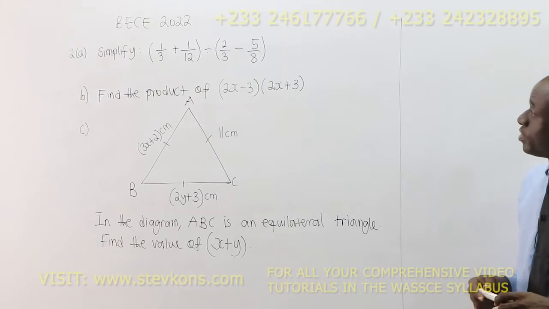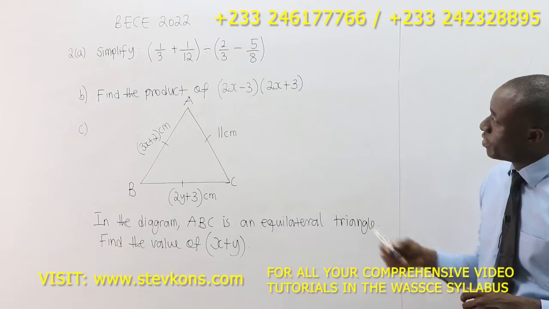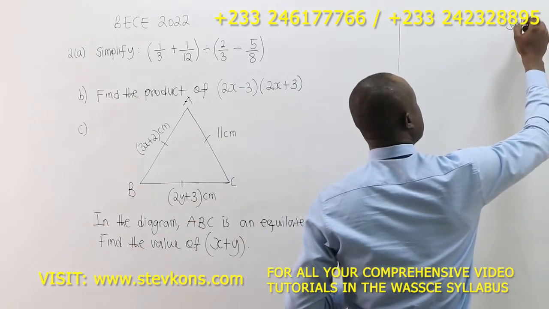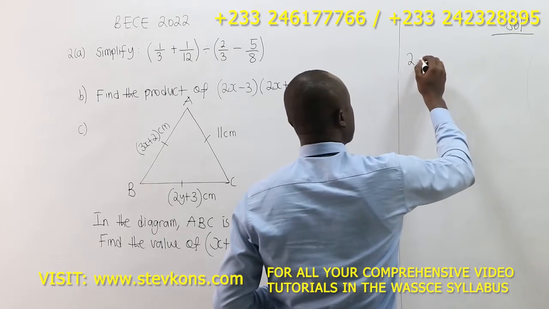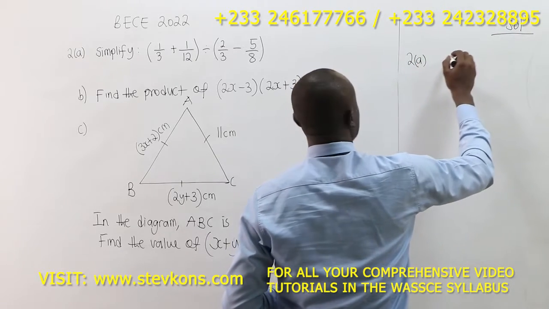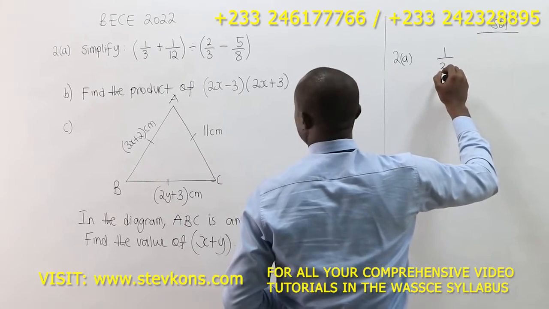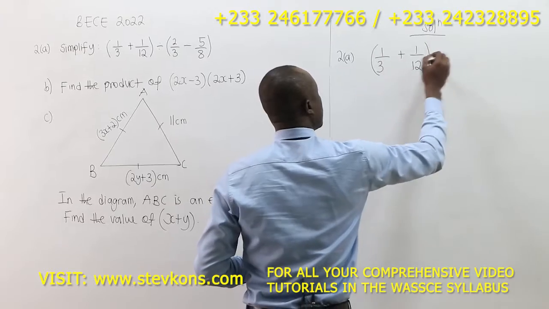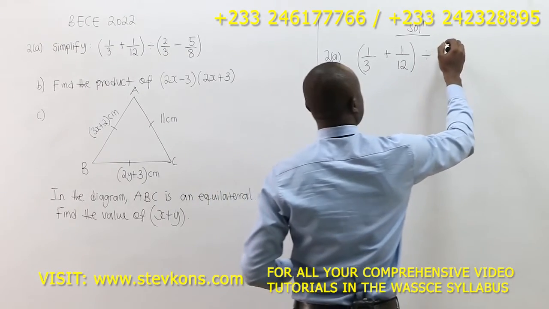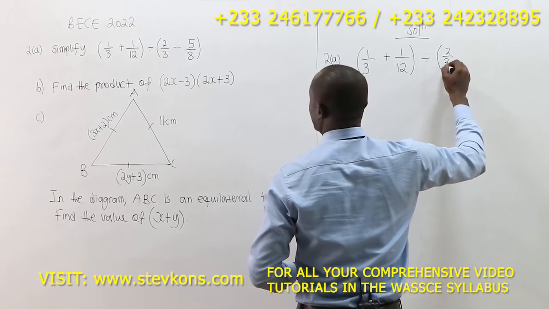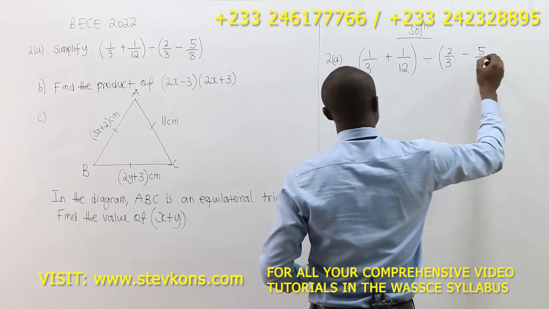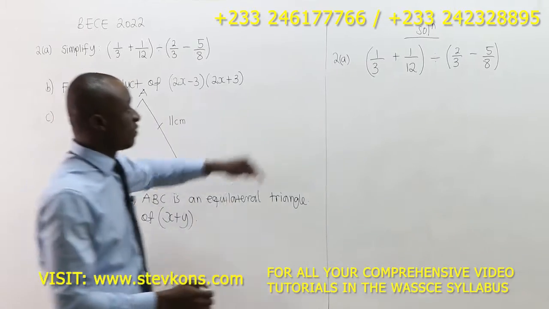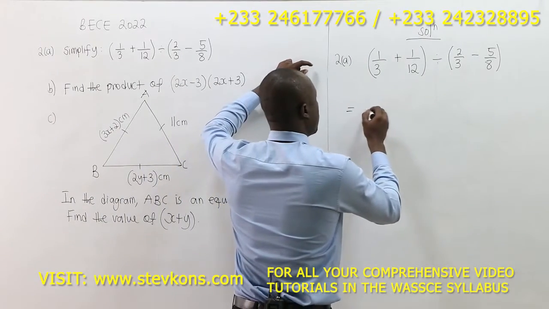Now, BECE 2022, question number 2. So this is question number 2. Let's start with part A. We have 1 over 3 plus 1 over 12, divided by 2 over 3 minus 5 over 8. But we must do the bracket first. So let's do the bracket.